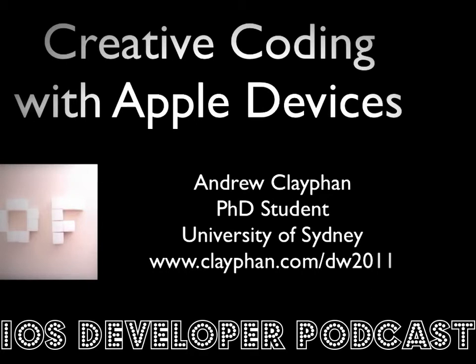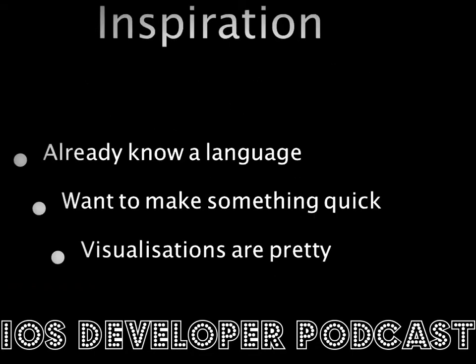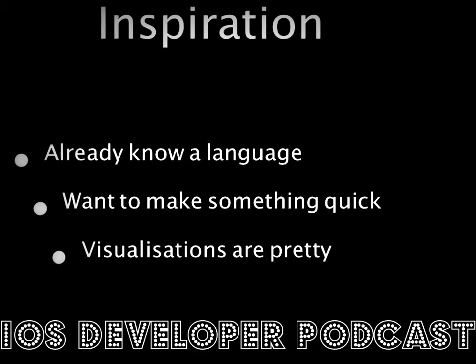I had heard about OpenFrameworks, and I thought, can't be that hard. I already know C++. So I got about to looking at it. Why might you want to use OpenFrameworks as opposed to, say, Objective-C? Well, firstly, if you already know C++, you don't have to learn another language. You want to make something quick, and you tend to want to use it for visualizations.